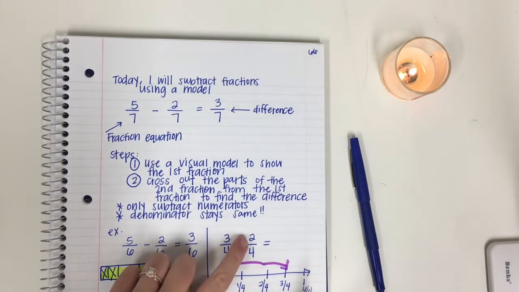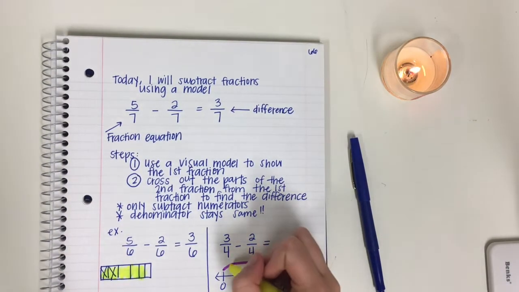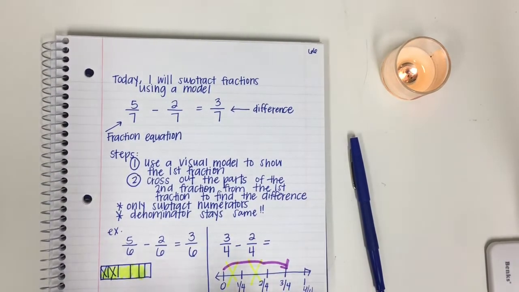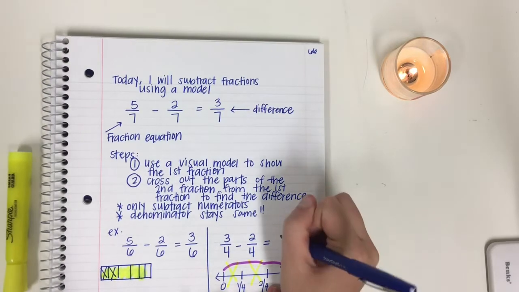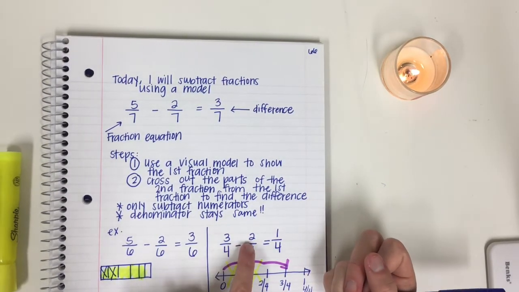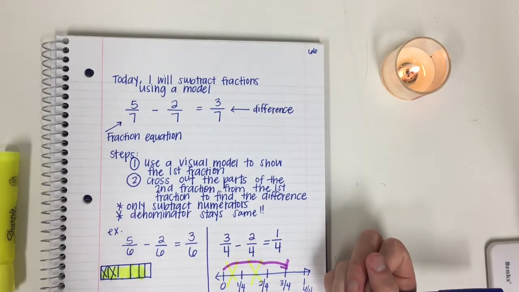I have to cross out how many? 2. So I will cross out this one, cross out that one. How many do I have left? 1. I only have 1 part left. So 1/4. Is it true? Is 3 minus 2 1? Yeah, so it checks out.